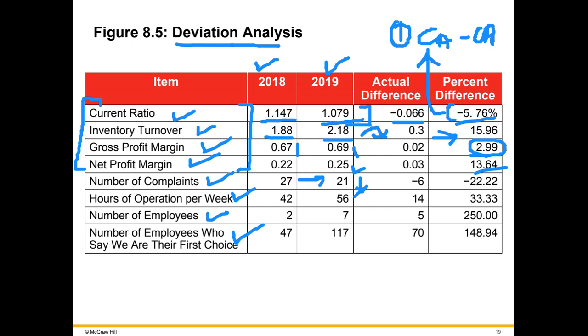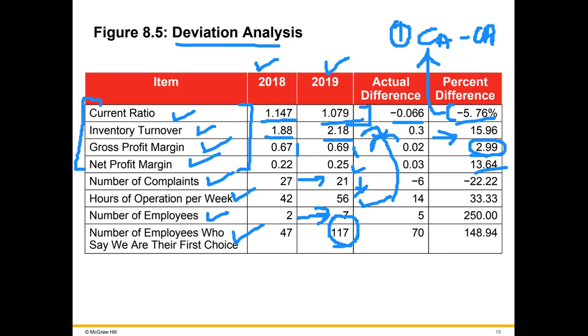Hours of operations per week, we have increased the working hours. That tells us why we are so good in selling, why our operations per week have increased. And then number of employees. Yes, we have increased the number of employees. They might also be contributing toward our overall sales. What about the number of employees who say we are their first choice? 117.